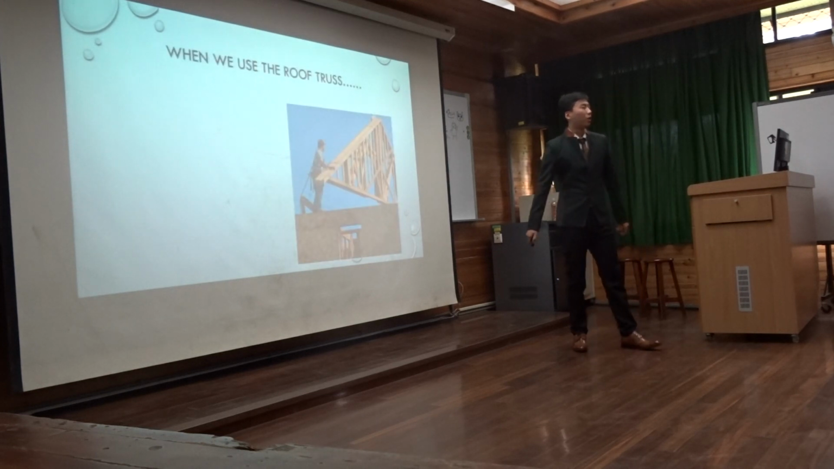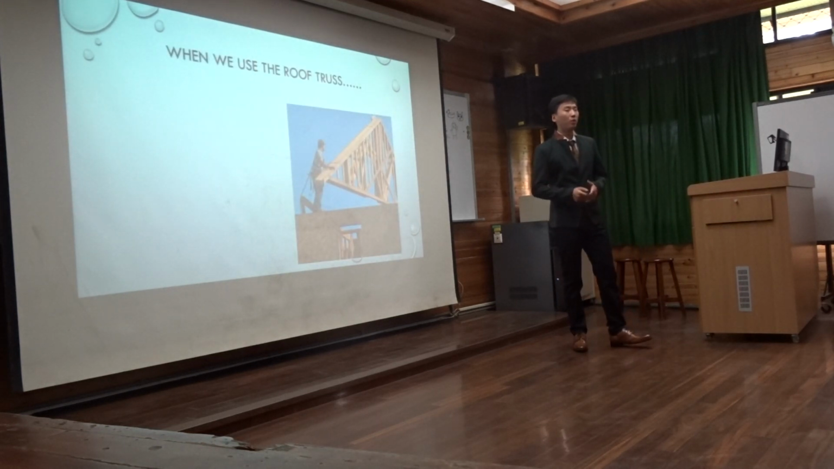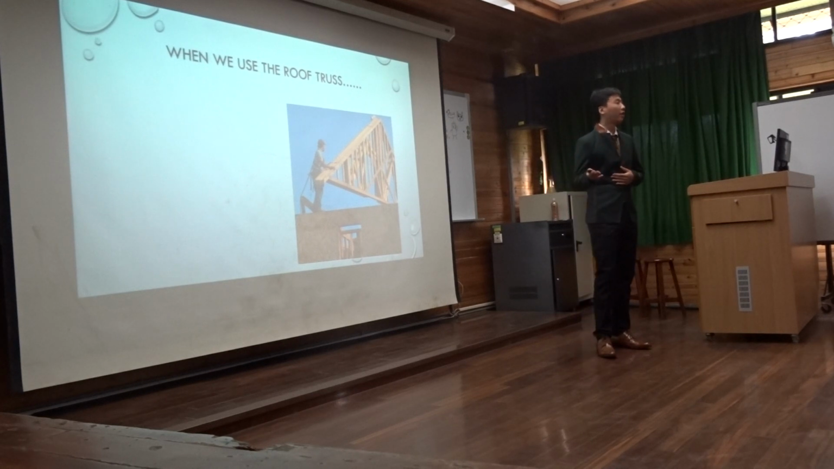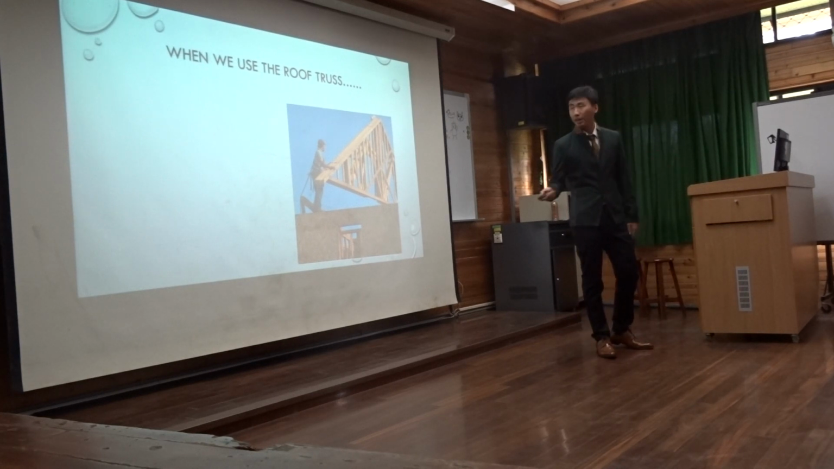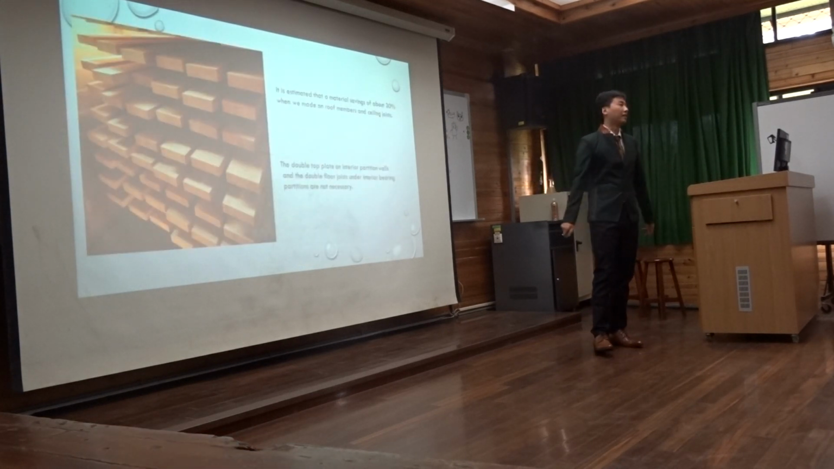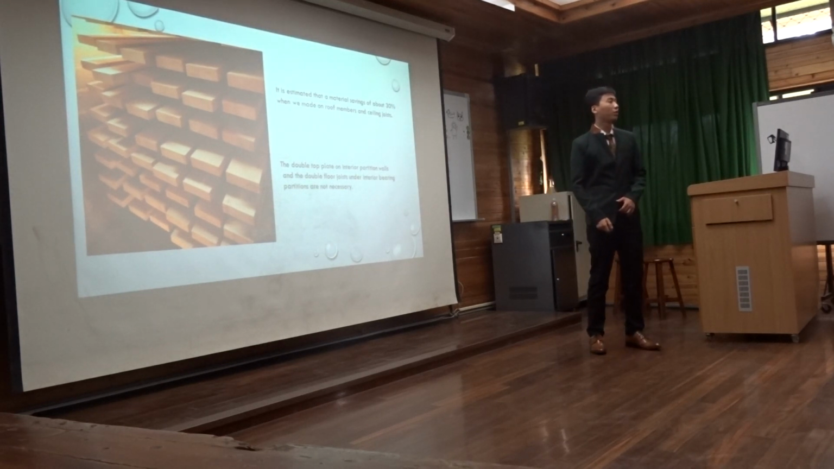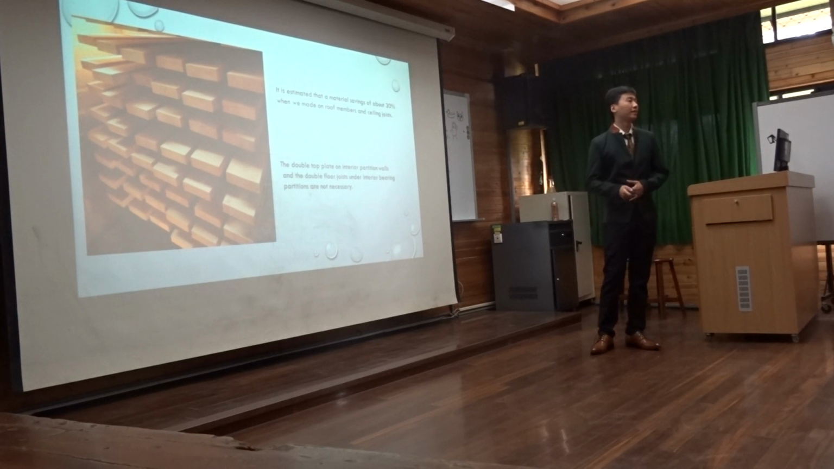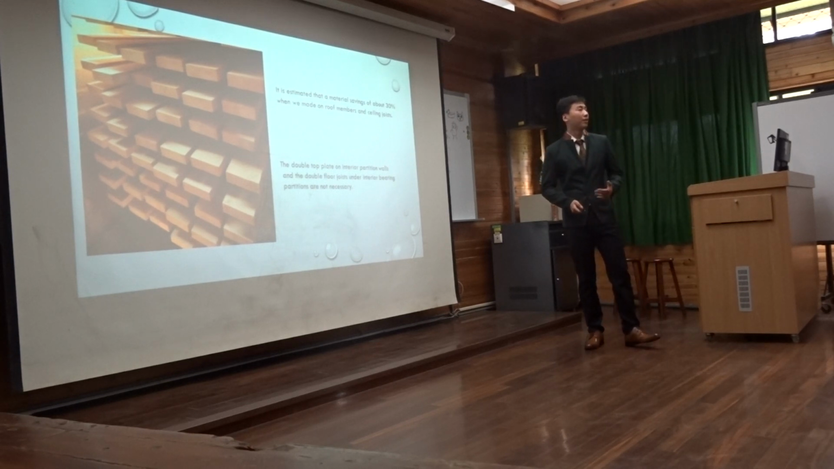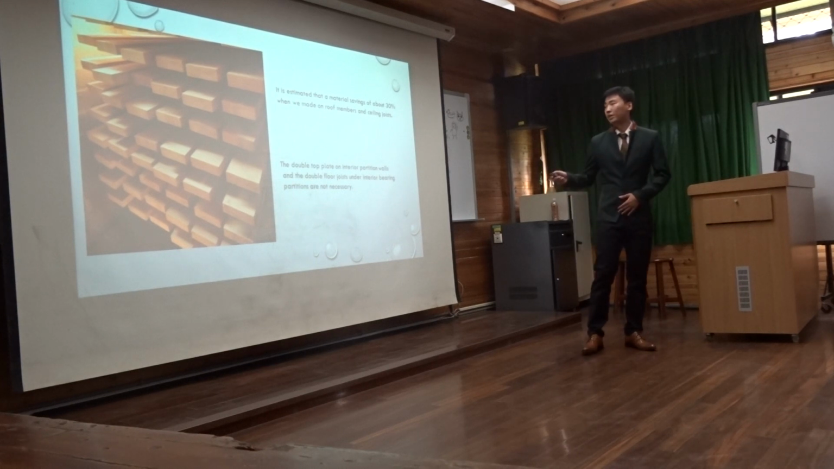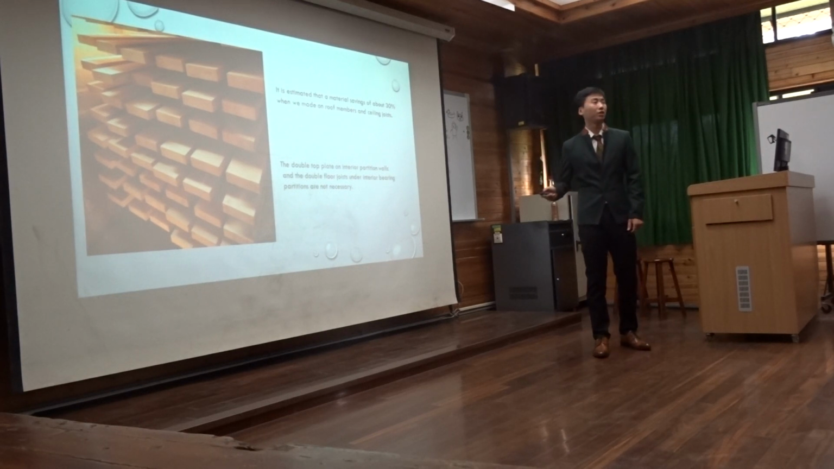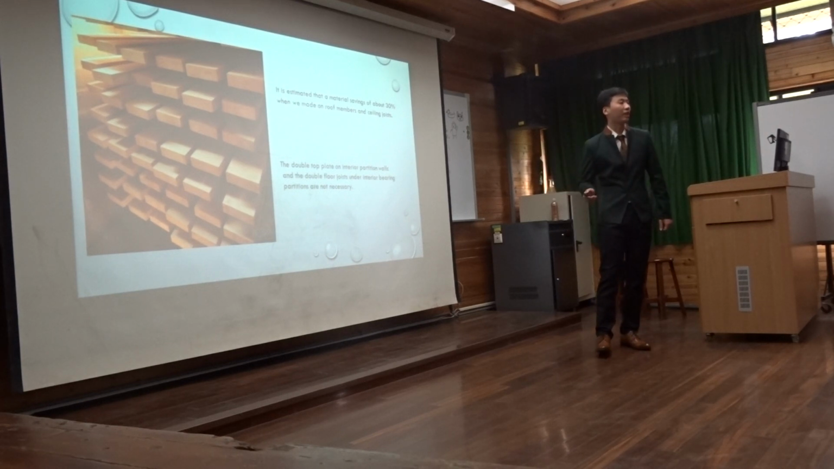Okay, when we use the roof truss, what will we get? A benefit or a deficit? It is estimated that a material saving of about 30% is achieved when we make roof members and ceiling joists. But why do we save the material? Because the double top plate on interior partition walls and the double floor joists under interior bearing partitions are not necessary.